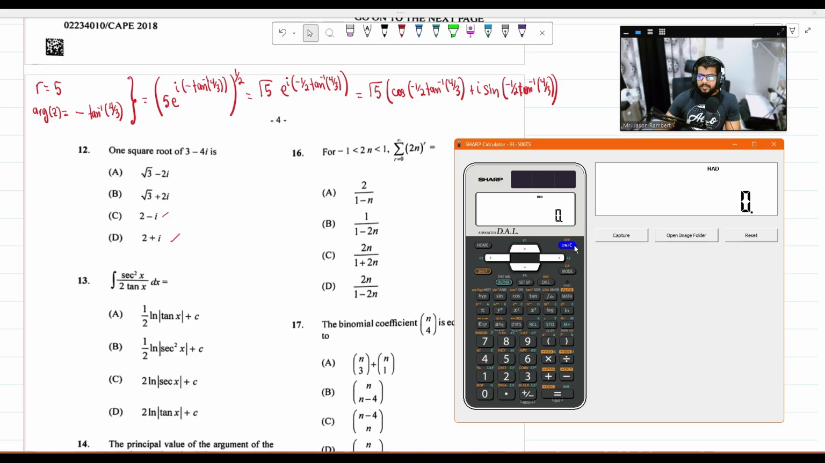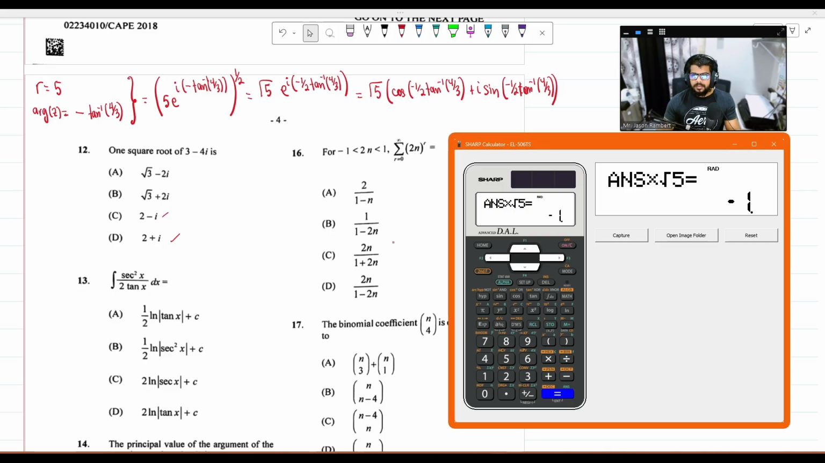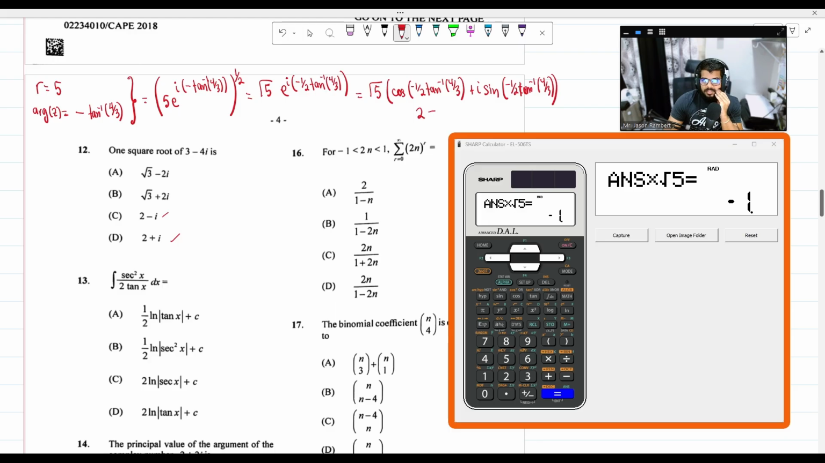Next, we're going to calculate what sine of minus a half tan inverse of 4/3 is. Again, that multiplied by root 5, we're going to get minus 1. So I'm going to freeze this on the screen. This is going to be 2 take away i. The answer is C.